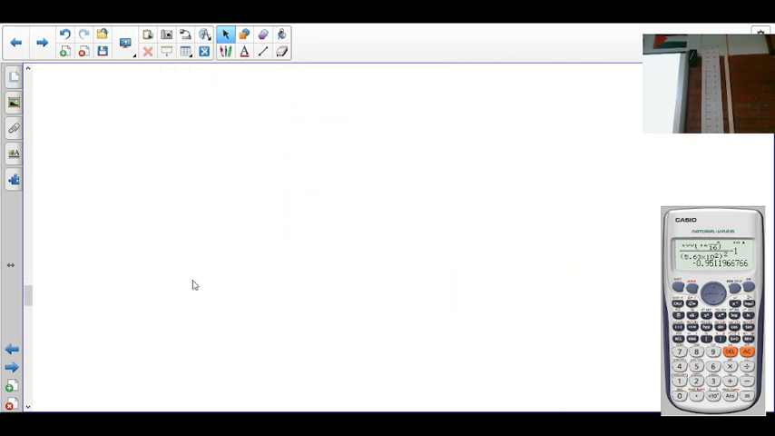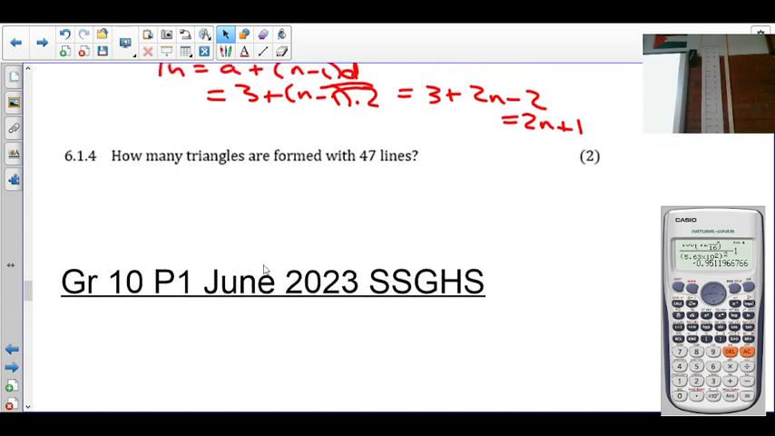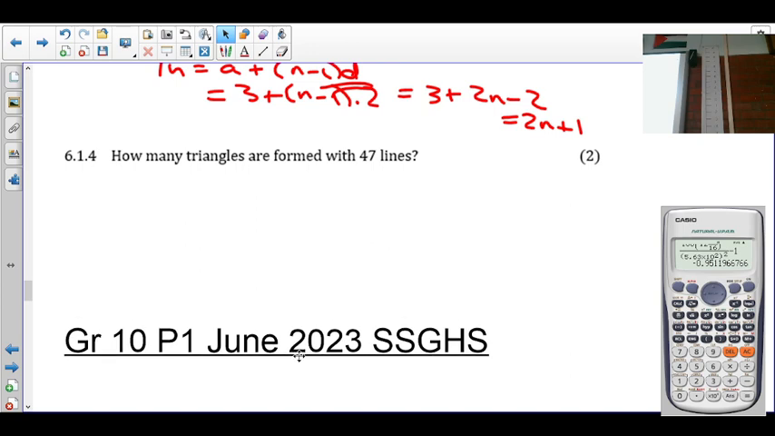Let's look at 6.1.4. How many triangles are formed with 47 lines? 47 lines. So remember, this is your general term, so that is your nth term. So Tn is equal to 47.